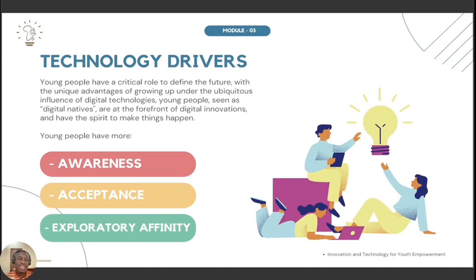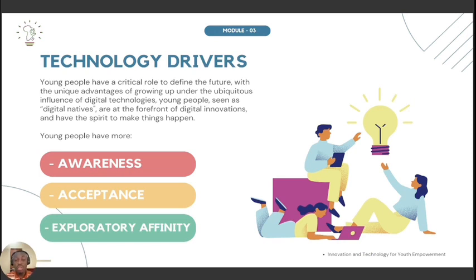Then also, young people are technology drivers. We cannot take this out of the equation. Young people are the drivers of technology. So they have a critical role to define the future with the unique advantages of growing up under ubiquitous influence of digital technologies. Because in fact, we talk a lot about the Gen Zs, we talk about the millennials, the Gen X, and all that. These guys were practically born into technology. So these young people are seen as digital natives, and they are at the forefront of digital innovations, and they have the spirit to make things happen.